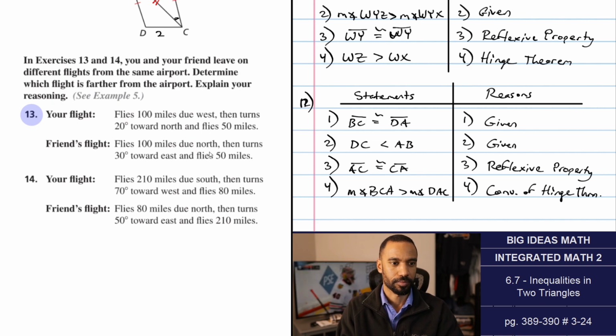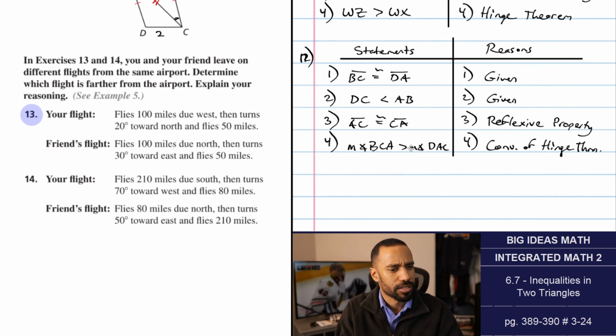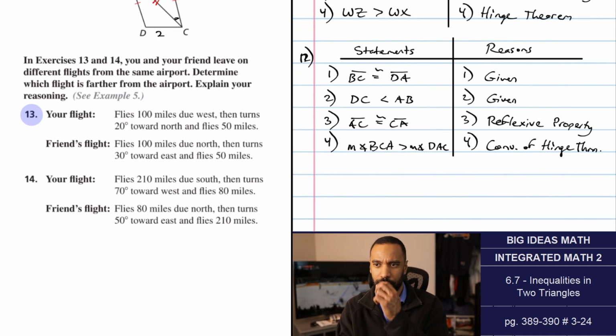Is this an indirect? No, this is probably one of those word problem things.